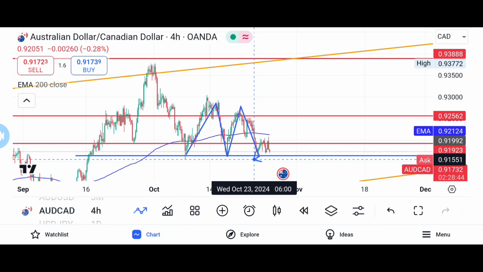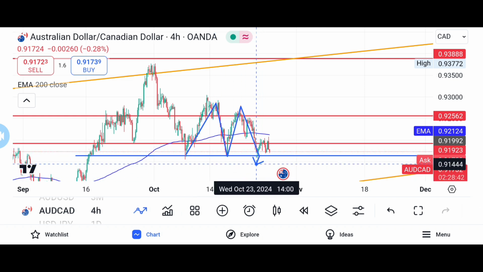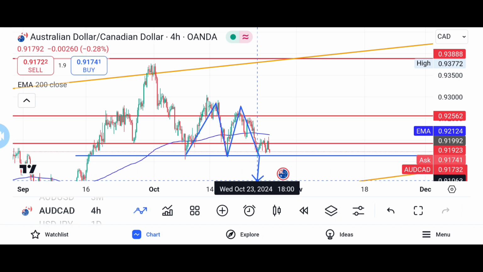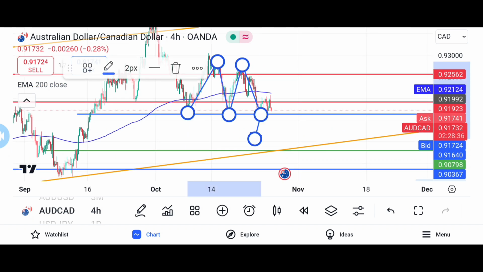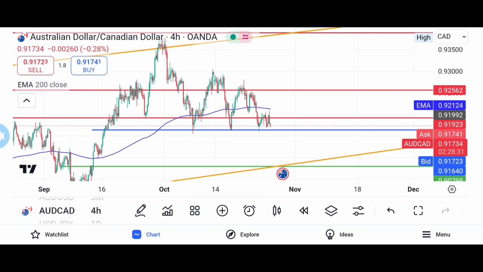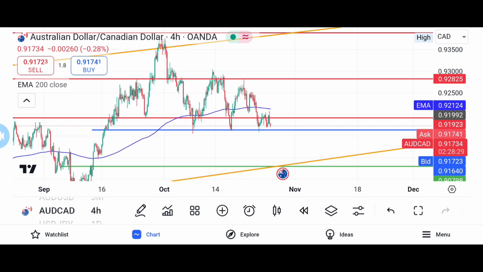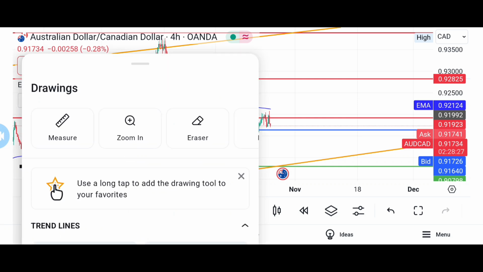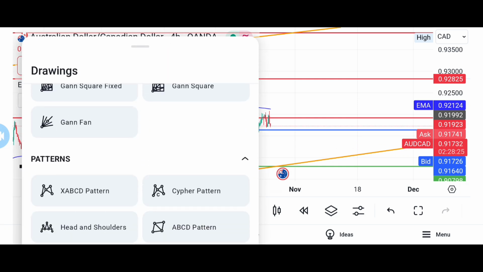So where are we dropping to? The distance is, you see this? You see the whole distance here? Let me draw it for you. We are dropping to that region. I'm telling you guys.